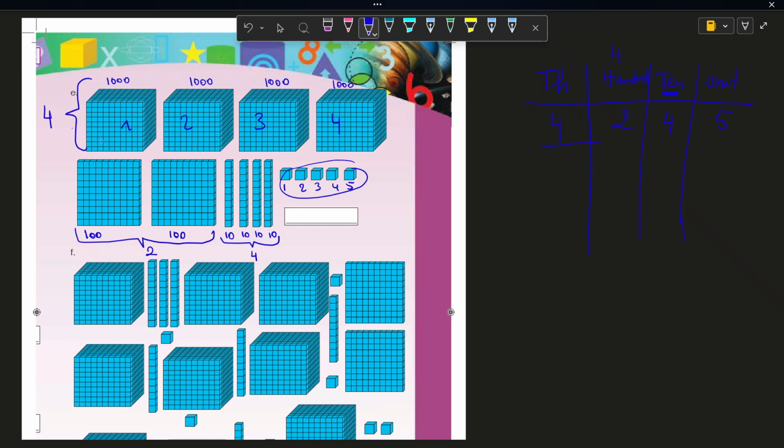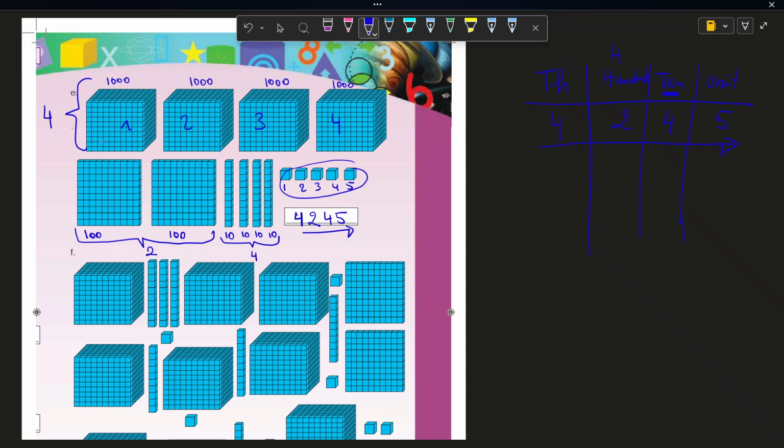Now I've got my answer here. I can write it below. So my answer, when I read from this column on the right, is 4,245. So this is my answer. Great, that was question 1E.